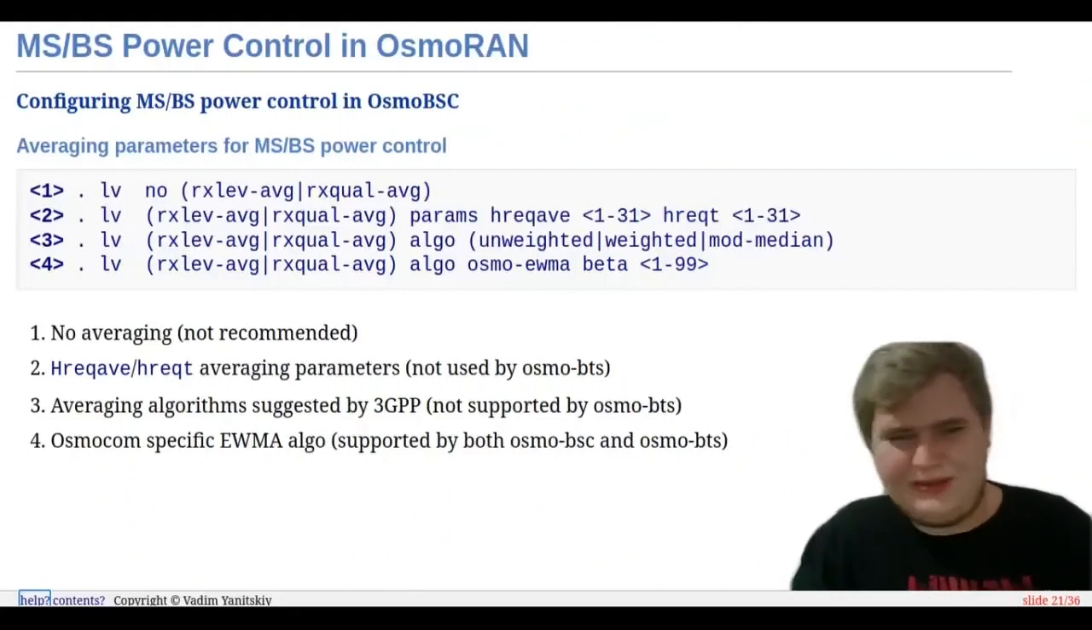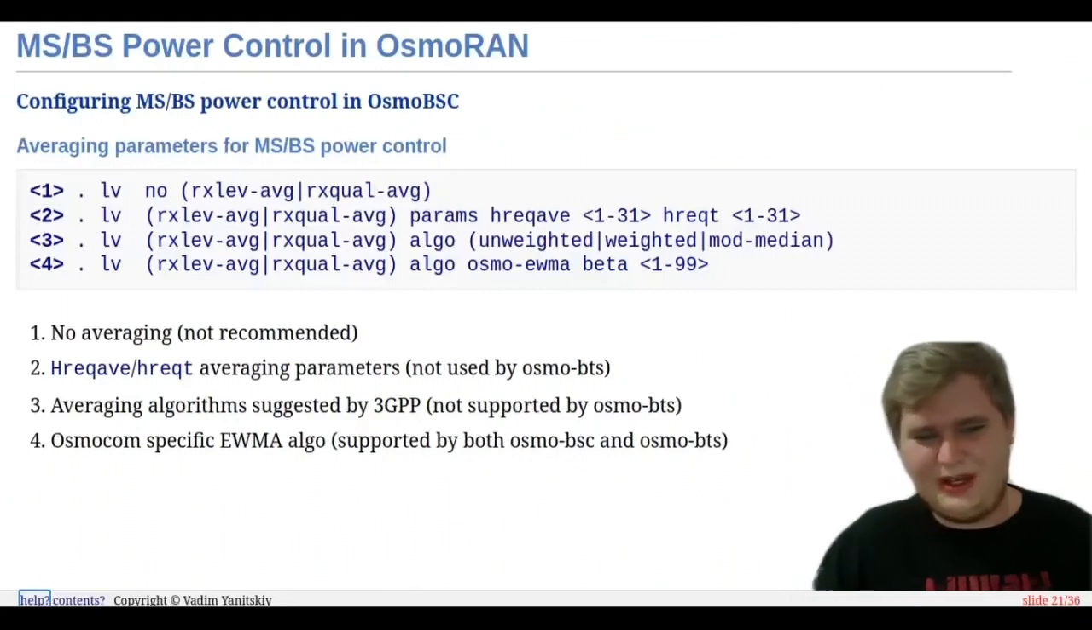And also 3GPP gives us 3 algorithms that can be used for averaging. We don't implement them either. The scope was limited to this simple sliding average. That's Osmo EWMA.